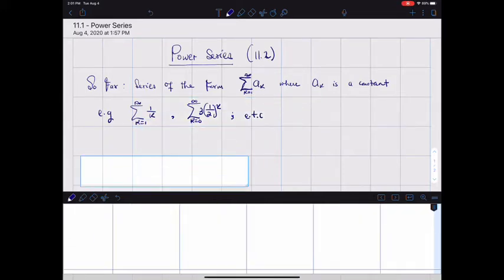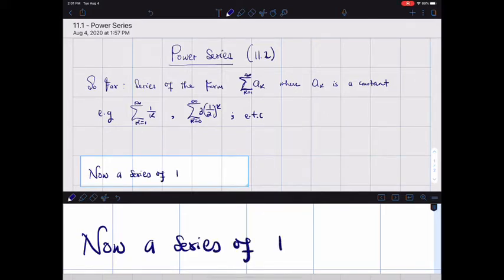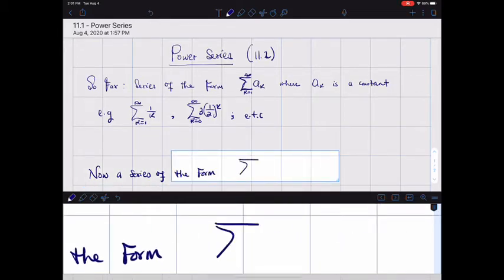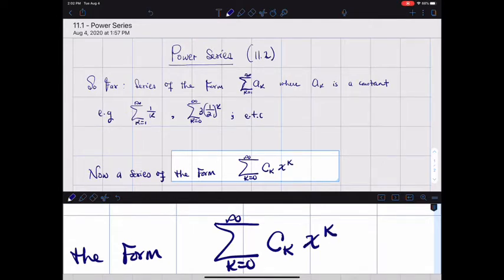Now consider a series of this form. Of the form k from 0 to infinity, and let's say we have ck, and then we have x to the power of k. Okay? x to the power of k. So we're introducing a variable x.